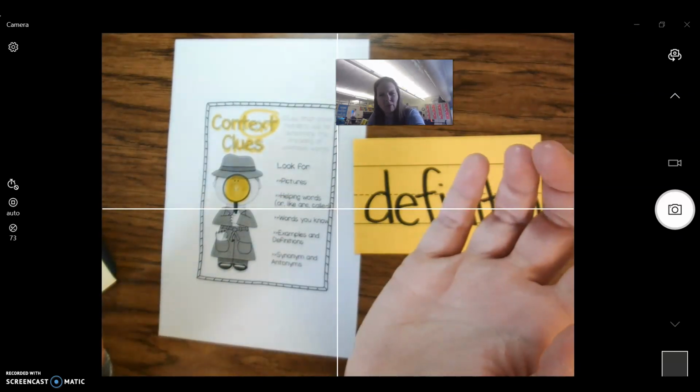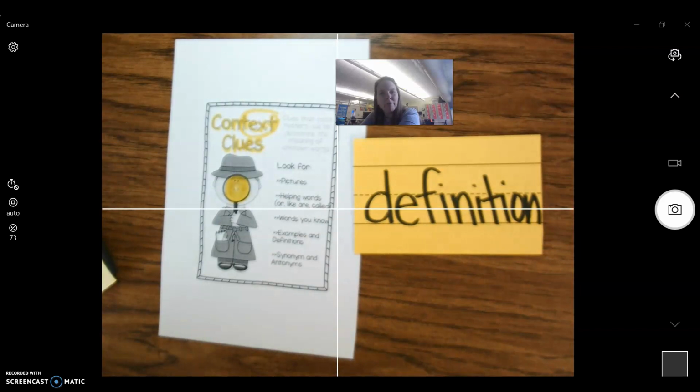But what would we need that for? How many of you have ever read something and you skipped over a word because you didn't know how to say it or you didn't know what it meant? Well, that's not a good reading strategy. Sometimes the author gives us clues to help us understand the word.